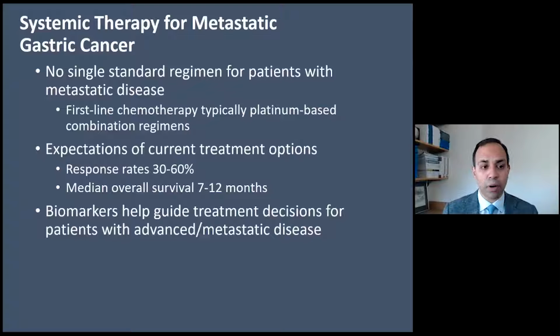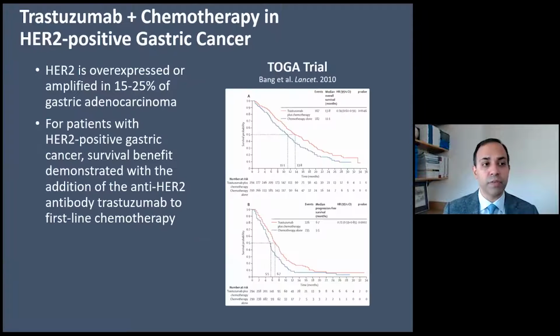There are some biomarkers that can help guide treatment decisions for patients with advanced or metastatic disease. The first of these biomarkers is HER2, which is overexpressed or amplified in 15 to 25% of patients with gastric adenocarcinoma. For those patients with HER2 positive gastric cancer, a clear survival benefit has been seen with the addition of the monoclonal antibody trastuzumab, which targets HER2, to first-line chemotherapy. This was first demonstrated in the phase 3 TOGA trial, where patients were randomized to receive either first-line chemotherapy alone or first-line chemotherapy plus trastuzumab, and improvements were seen in overall survival and progression-free survival.